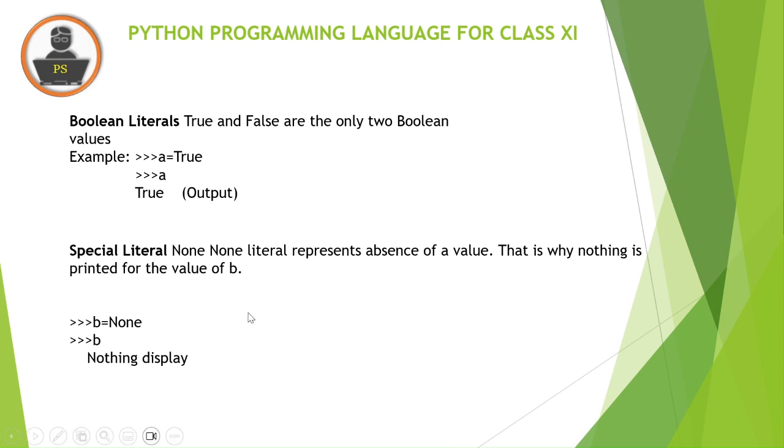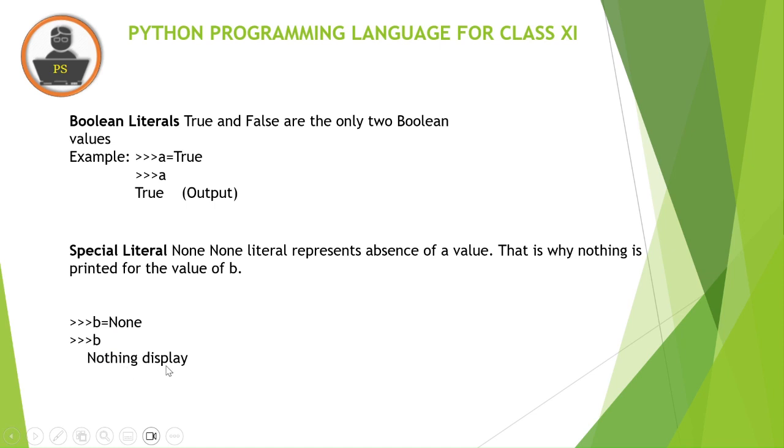Now next one is Boolean literals. True and false are the only two booleans. A is equal to true कर दिया, तब A टाइप करेंगे और एंटर करेंगे तो true दिखाएगा, क्योंकि we have assigned true value. Special literals, if we have written B is equal to none, the literal represents absence of a value, that is why nothing is printed for the value of B. Here B is equal to none means nothing, and after typing B, it is displaying nothing.